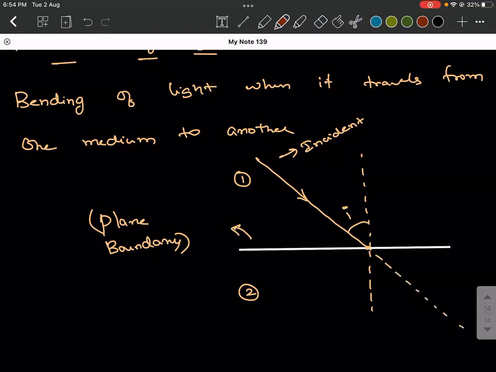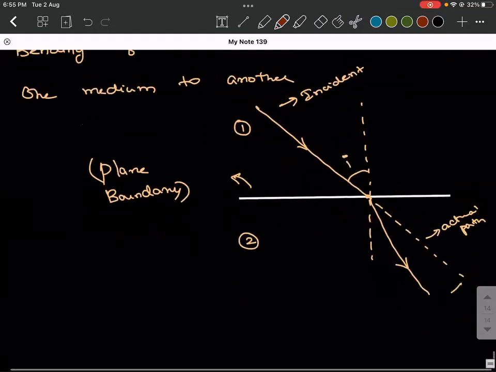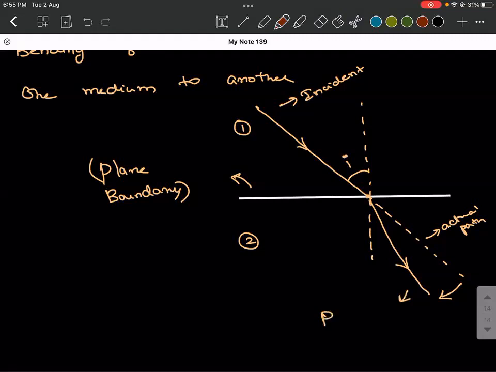So the ray would have actually traveled in this path. This is the actual path it would have traveled had the boundary not existed. Since the boundary exists, it will either start moving towards the normal or away from the normal, depending on what is medium 1 and medium 2. As of now, let's say it is moving this way. In the sense, it has started turning in the clockwise direction. Then you can see here the ray has got bent towards the normal.